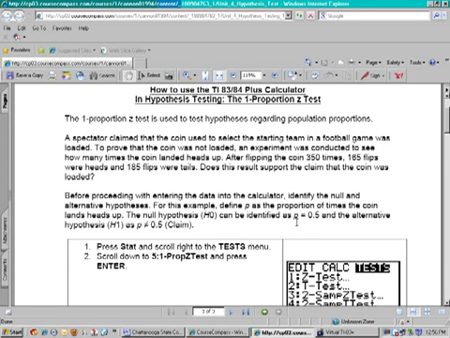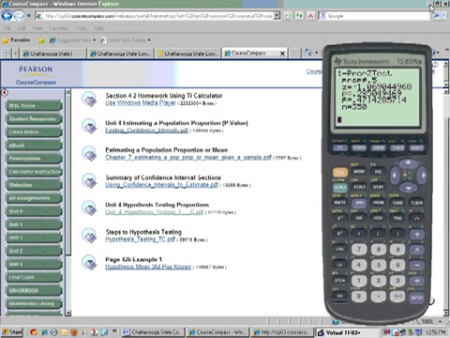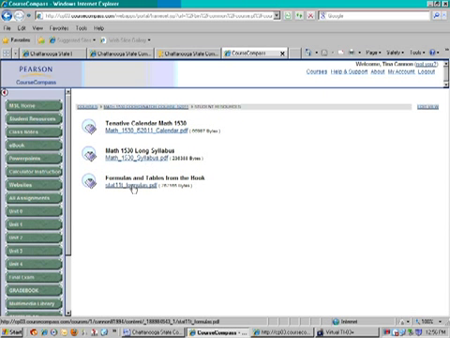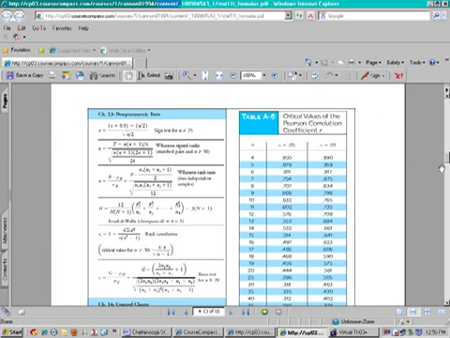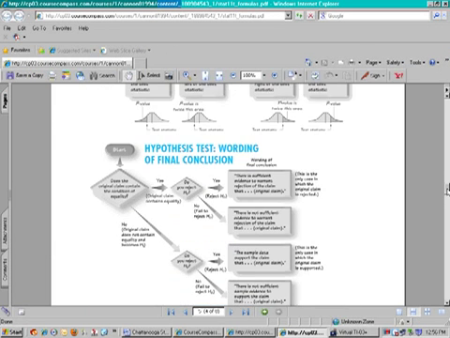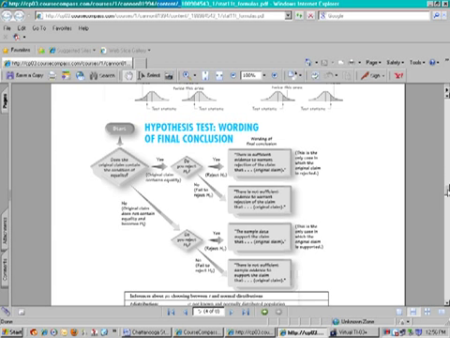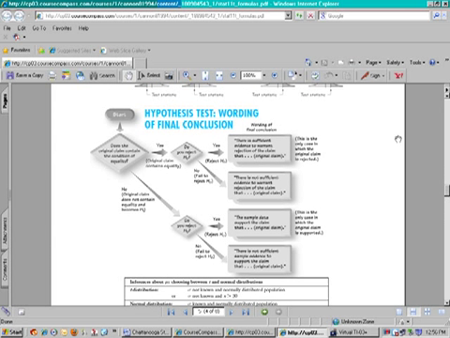Now, to make a formal statement, we want to look at something else that's in your course. If you go to Student Resources, go to the Formulas and Tables, pull this up, down at the bottom, here we are. This is how we're going to state our claim, our final conclusion. We'll get this right in a minute.